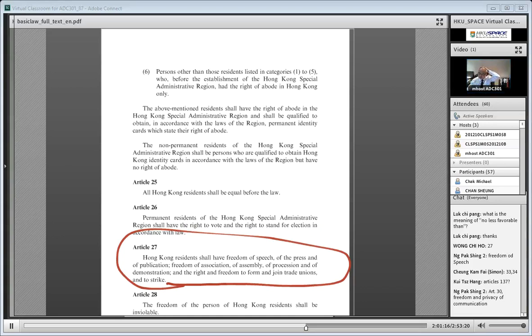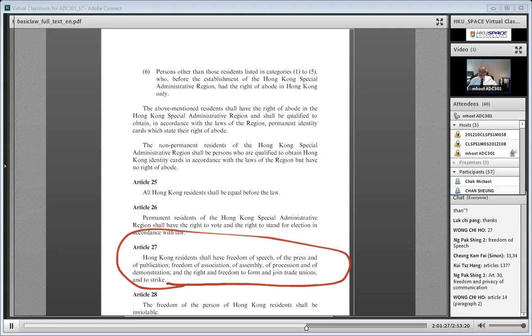Maintenance of public order. With the social unrest last year, there were some talks about bringing the People's Liberation Army into Hong Kong, or onto the streets of Hong Kong, to help quell the social unrest then.